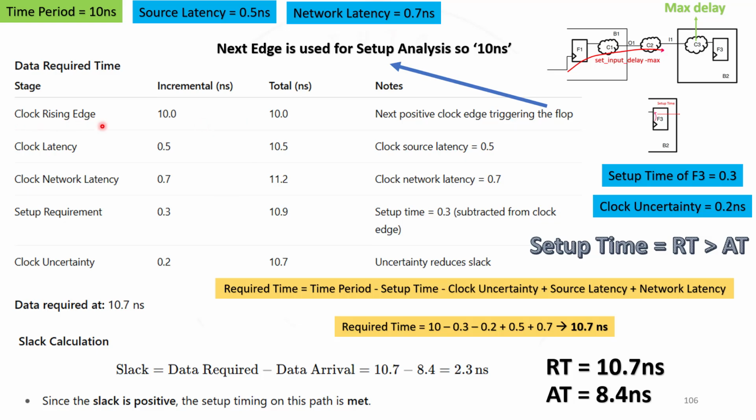First, coming to the clock rising edge, as we are taking the time period as 10 nanosecond, the first trigger is at 0 and the second triggering happens at 10 nanosecond. So the total delay is 10 nanosecond for the second positive edge. So that's what I mentioned here. Next positive clock edge triggers the flip-flop.